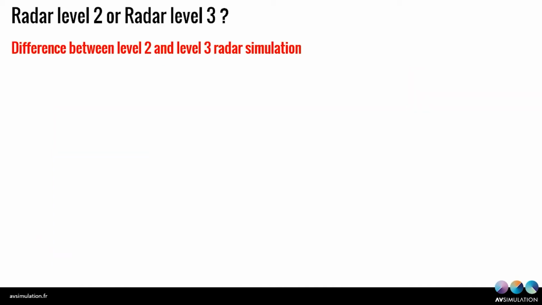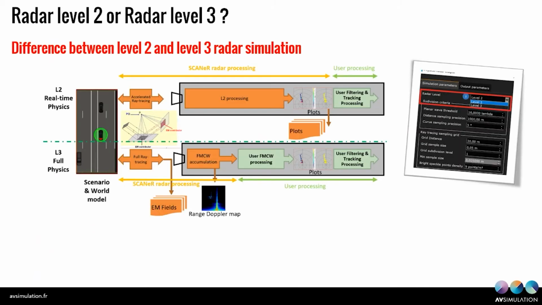So now, what do you need to use depending on your application? So first of all, just to let you know, and because we have seen that together, you have access to the same parameters when you want to modelize your sensor, your radar sensor in SCANeR Studio. So that you just need to parameterize your model. Then you can choose if you want to have a level 2 or level 3 radar. So that's exactly the same parameter. You just choose between level 2 and level 3.